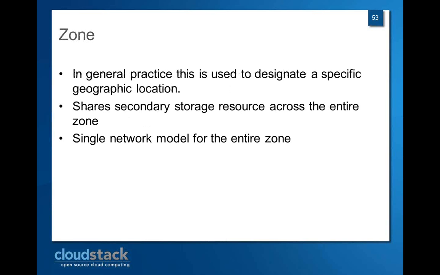So essentially a zone is something that allows you to provide geographic isolation, right? And all the secondary storage resources across the entire zone are common and available within a zone. And essentially, you would map a single network model for a zone, but you could have two different network models across two different zones if you need to. Zones individually can be different from other zones in the cloud, but typically in terms of network and storage, they would all be homogeneous within a zone.